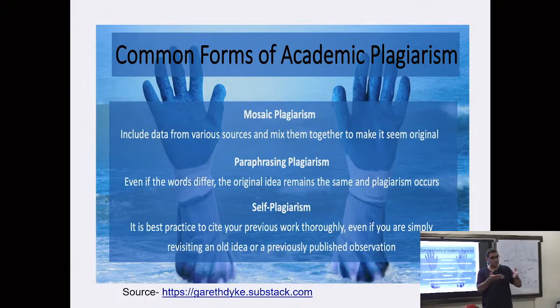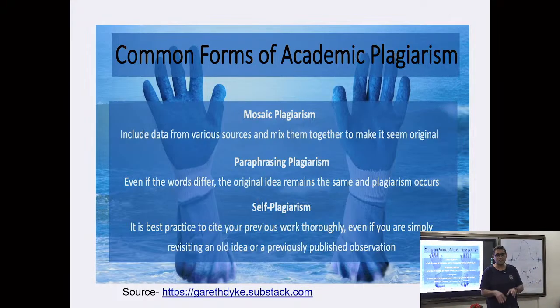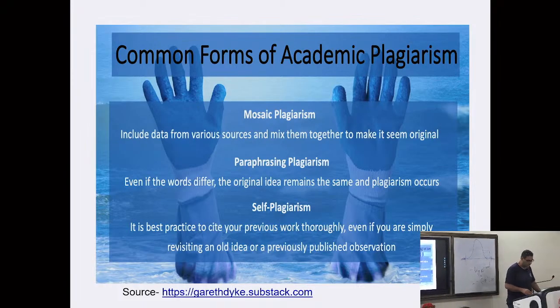Use AI tools in your research, especially when you design the experiment or try to find genes. Use AI there, but don't ask it to write for you. Write yourself. There are three types of plagiarism: mosaic, paraphrasing and self. All three are bad, so please try to avoid them.